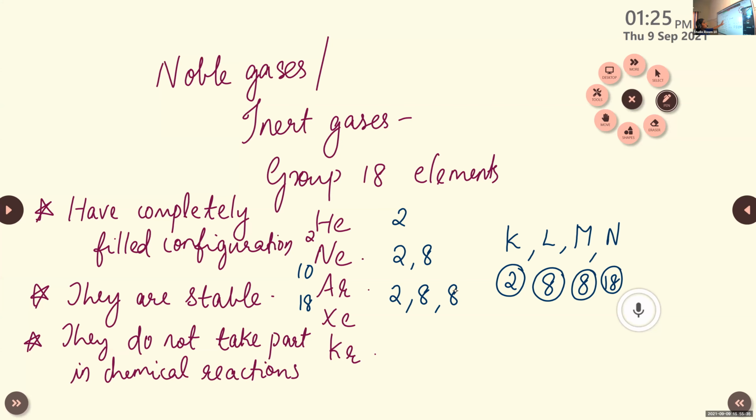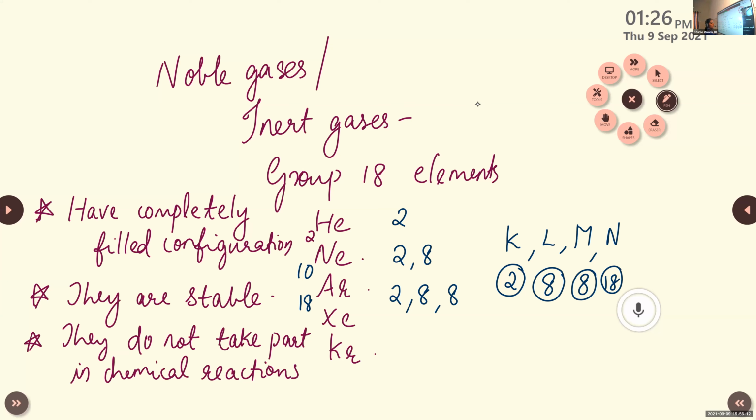So in the case of these noble gases, they have completely filled outermost shell. I told you about K shell. The maximum capacity is 2, right? The 2 electrons are filled in the case of helium. Then in the case of neon, you can see that 2 shells, but the 2 shells are completely filled. 2 electrons are filled in K shell, then 8 electrons are filled in L shell. So in the case of argon, you can see that 2, 8, 8. Here also it's completely filled.